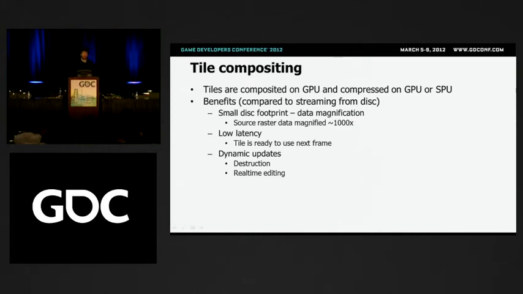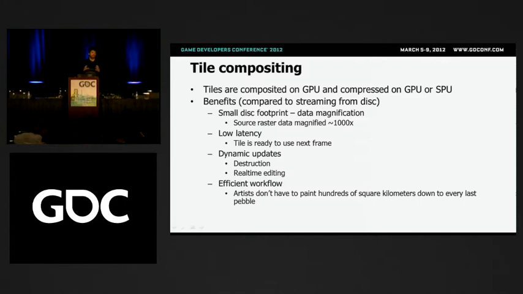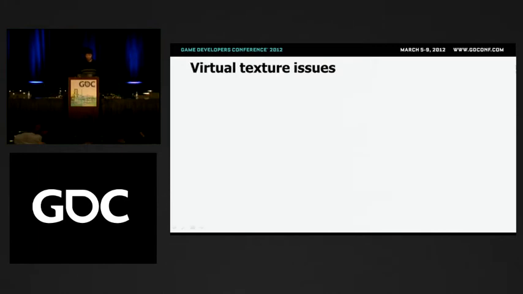We can do dynamic updates on this virtual texture. It comes natural, which is a requirement for the engine because we need to support destruction. We need to change the texture to be black, for instance, where there's an explosion. And finally, we don't request artists to paint the terrain down to every single pebble, so they won't have that full control. But on the other hand, they can work with much lower resolution source data.